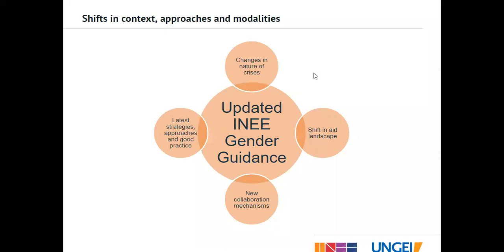Lastly, new guidance also reflects new collaborative mechanisms, tools and standards. For example, changes in the way we work, including the introduction of the cluster system around 10 years ago. So the updated guidance also reflects these more recent resources, such as the revised Inter-Agency Standing Committee's Gender Handbook and the GBV guidelines, as well as information on new gender and age markers. So in a way, the new guidance note incorporates the latest strategies, approaches, and good practices, including evidence-based case studies from 14 countries worldwide, and we'll get to these case studies in a minute.